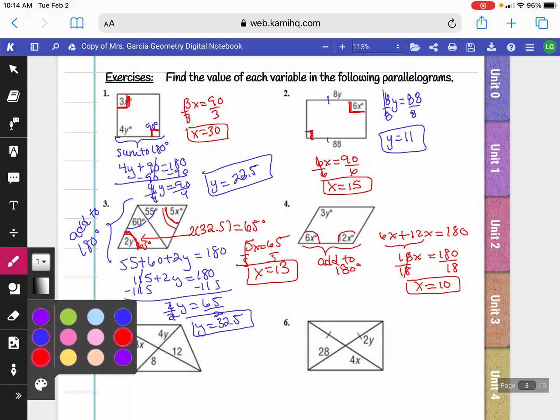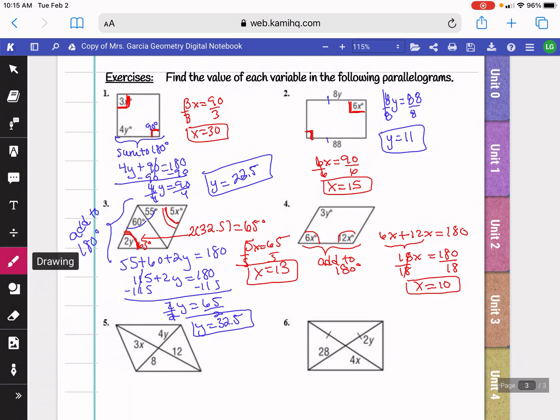Now that I know that answer, I can plug it in. So I want these two now because I know they're going to be congruent. So let me plug in x to 12x. So 12x would become 12 times 10 or 120 degrees. So this is 120 degrees. So now I can say 3y equals 120 degrees. And if I divide by 3, I get 40 as my answer for y.